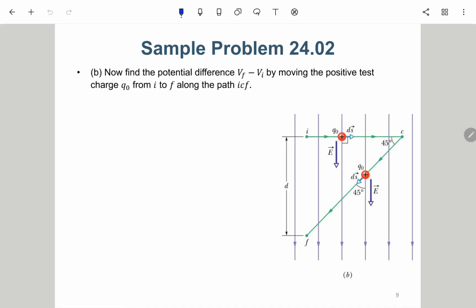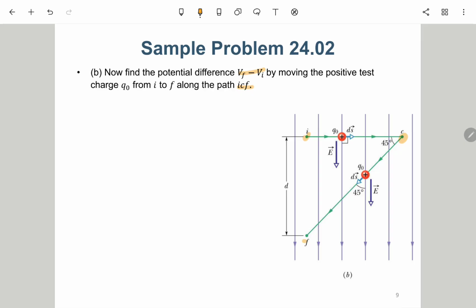For part B, we find the potential difference Vf minus Vi by moving the positive test charge Q0 from I to F along the path ICF. I and F are the same, but we have an intermediate point C on the top right corner. We move from I to C, going right, and then from C to F, going to the bottom left.